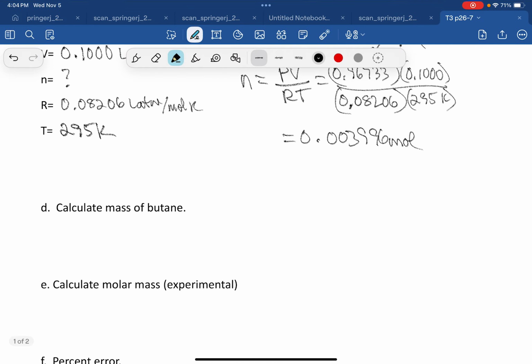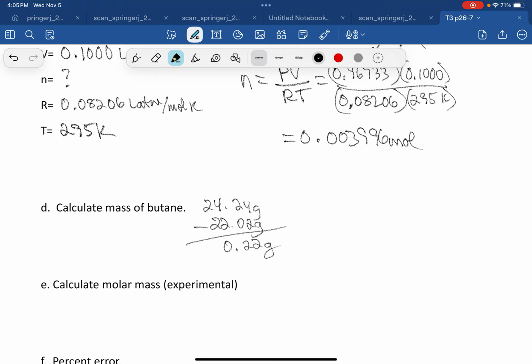Letter D, we want to calculate the mass of the butane. We knew what the lighter weighed before and what it weighed after. We'll just subtract those to get the mass of the butane. 22.24 grams minus 22.02 grams, and we get a difference of 0.22 grams. That's the mass of the butane.